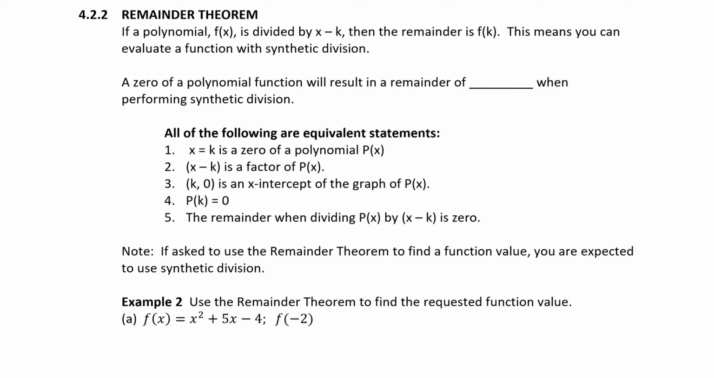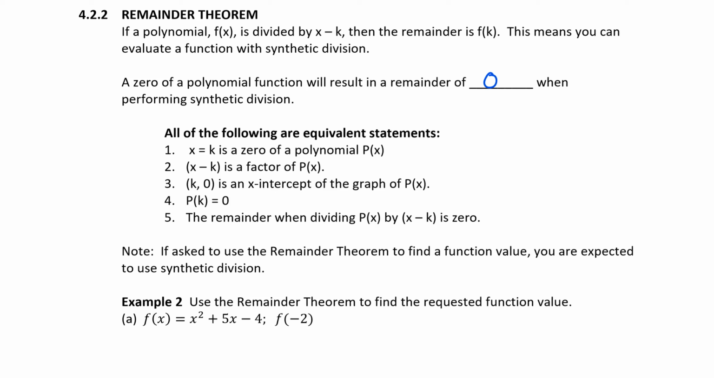We're going to work an old problem in a new way in section 4.2.2 using the remainder theorem. If a polynomial f of x is divided by x minus k, then the remainder is f of k. This means you can evaluate a function with synthetic division. A 0 of a polynomial function will result in a remainder of 0 when performing synthetic division.